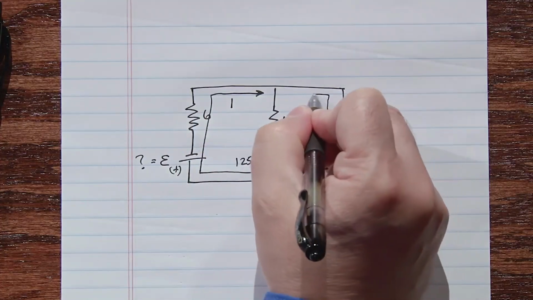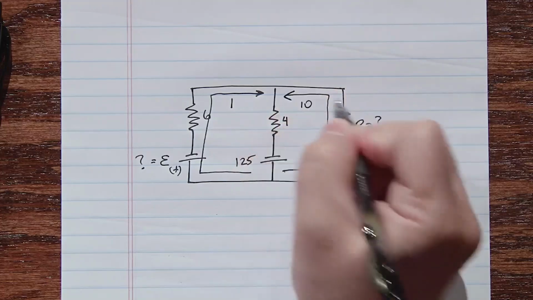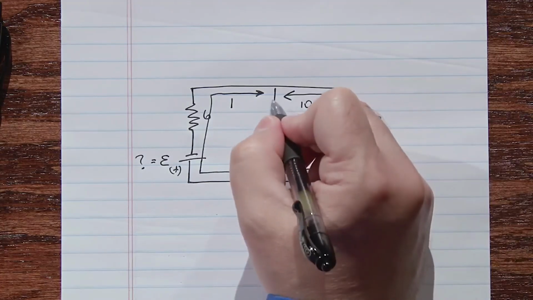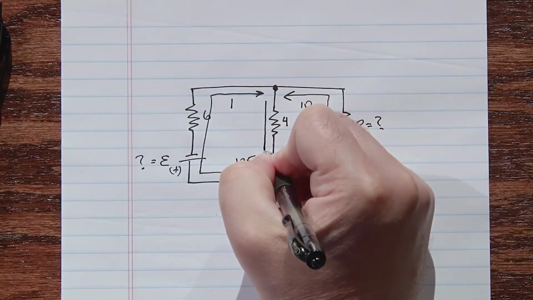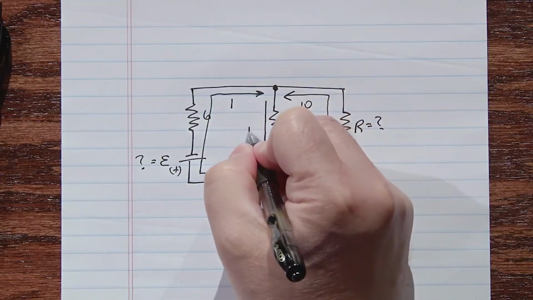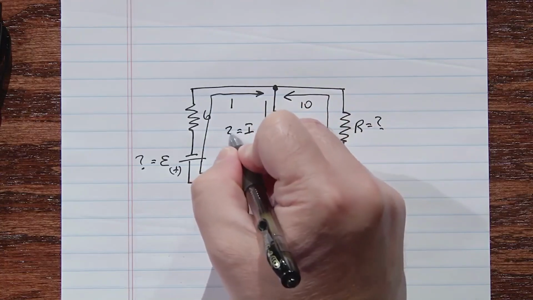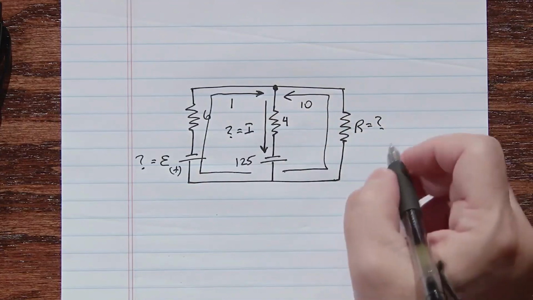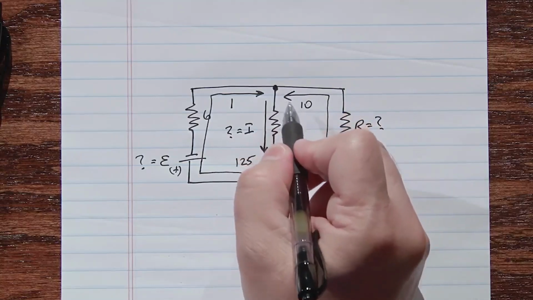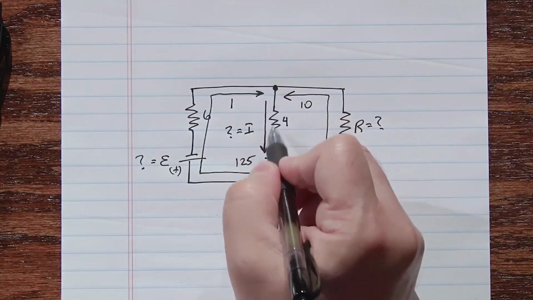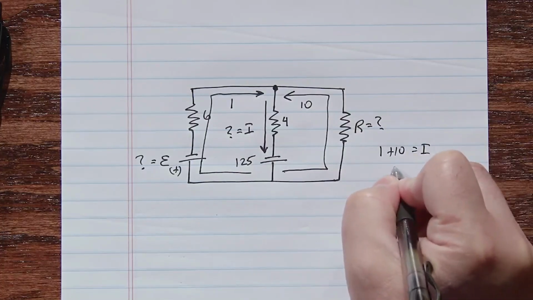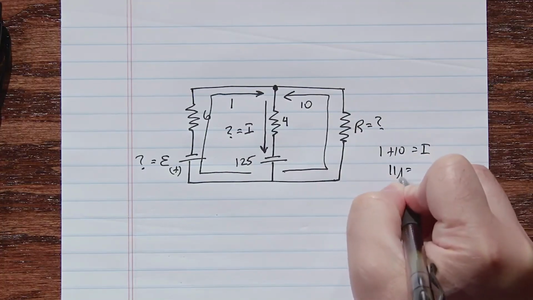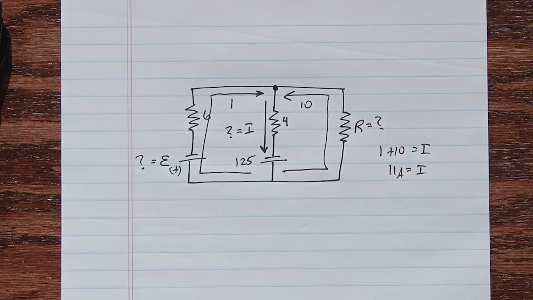This is 10 amperes. And they both flow into this point right here. So we can actually very easily calculate the current through this branch. I'll call it I. It's also unknown, but we know that from Kirchhoff's law, this current plus this current have to equal this current. So 1 plus 10 is equal to I. So we know that I is equal to 11 amperes. So the current in the middle is 11 amperes.